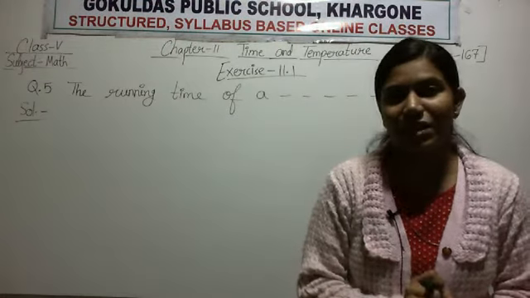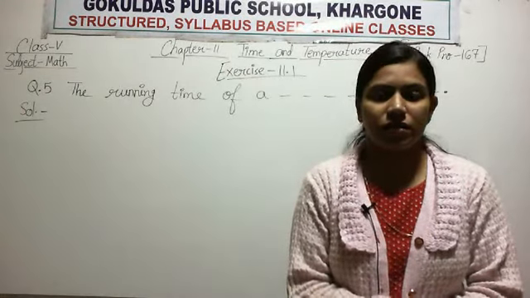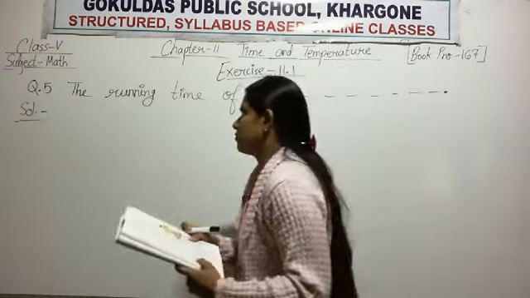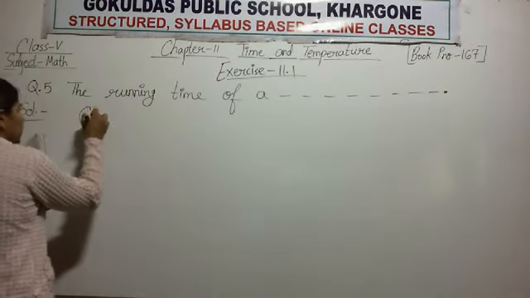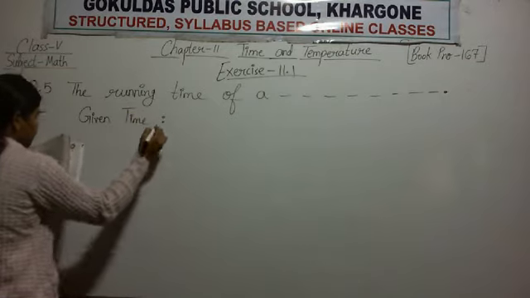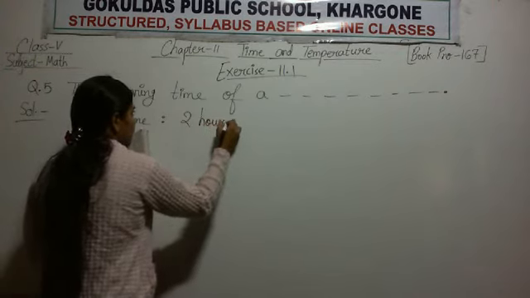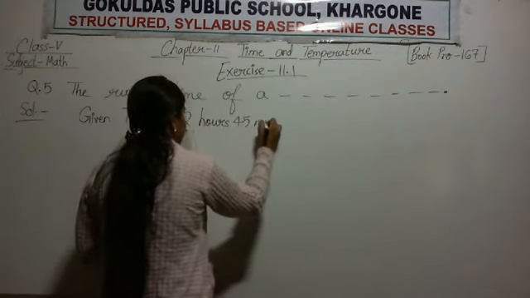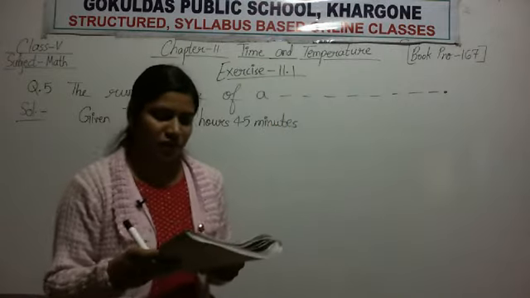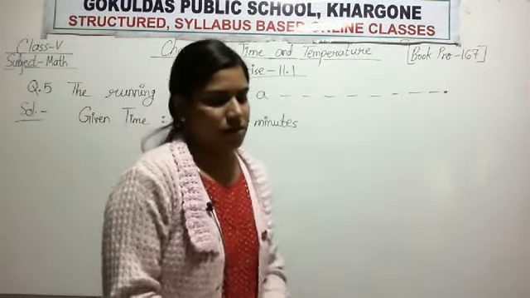Now here the given time is 2 hours 45 minutes and we need to express the given time into minutes. So what is our given time? Given time is 2 hours 45 minutes. Now observe the task. What task we need to perform? We need to convert this time into minutes.